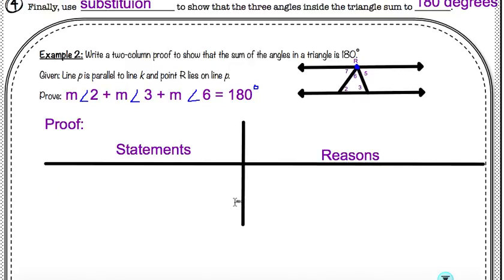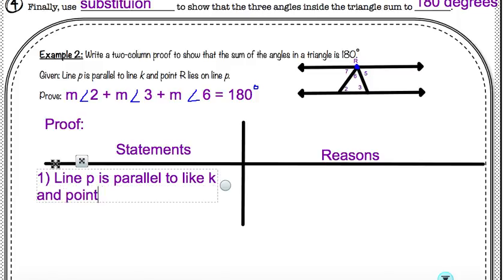So we're going to start with, just to let you know, there are 5 steps. We're going to start with the given information. Line P is parallel to line K, and point R lies on line P. and this was given to us.